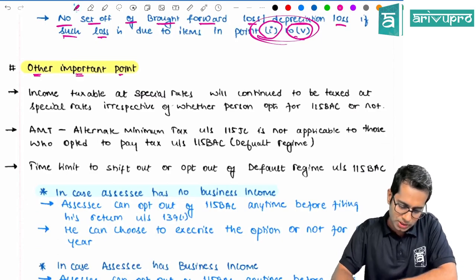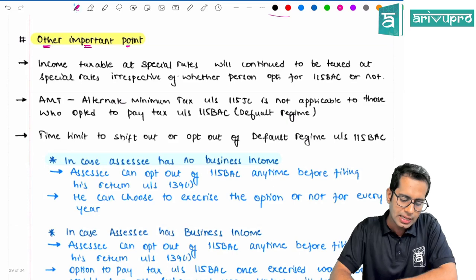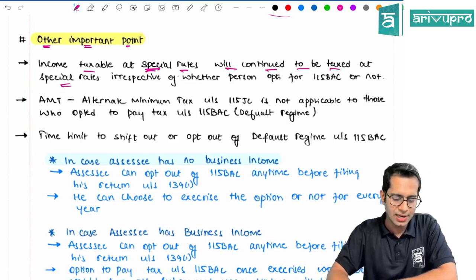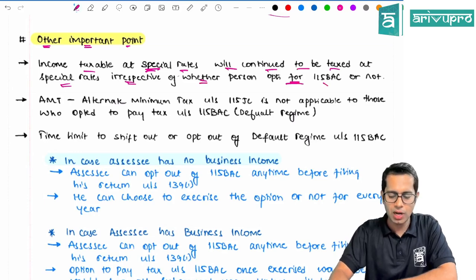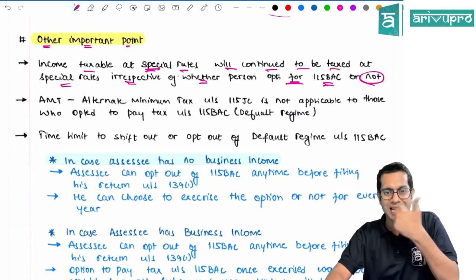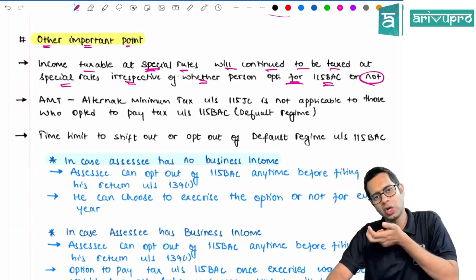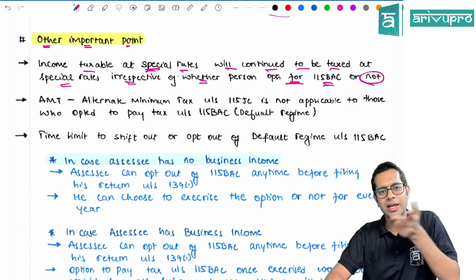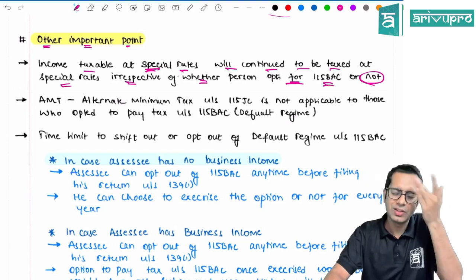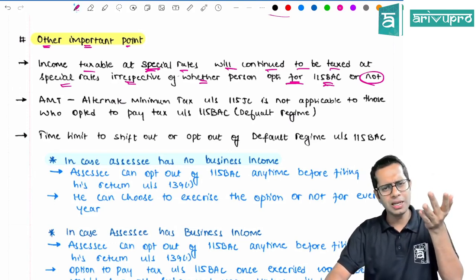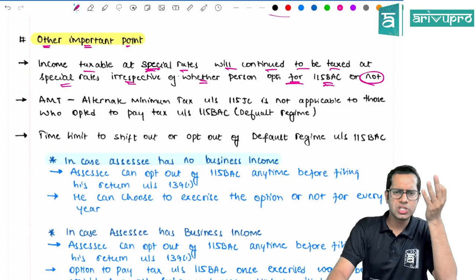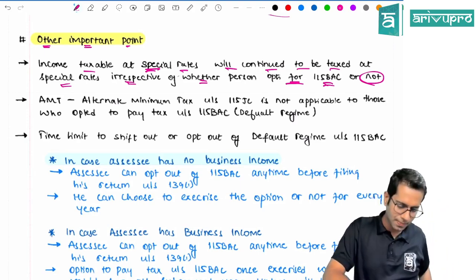Other important points. What are the other important points? Income which is taxable at special rates will continue to be taxed at special rates irrespective of whether a person is opting for 115BAC or not. Meaning, for example, your capital gain income taxable at 20%, short-term capital gain income under 111A taxable at 15%. Then we have lottery, betting, gambling income, casual income. They are taxable at 30%. These are all special incomes. They will be taxable at special rates only.